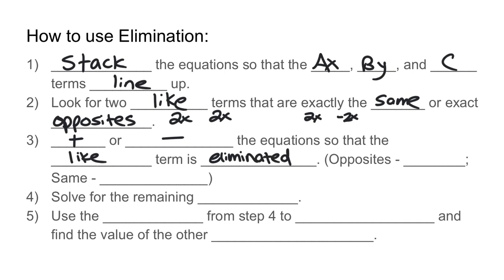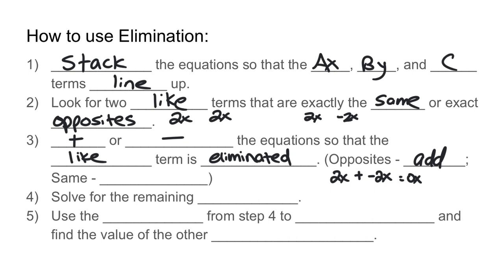So let's talk about what happens when we have opposites. If you have opposites like 2x with a negative 2x, think about what happens when you add a 2 with a negative 2. 2 plus negative 2 becomes 0x. That's what we need to happen because a 0x goes away. 0 times anything is just 0 and has no value. So when the terms are opposites, we add to do our elimination.